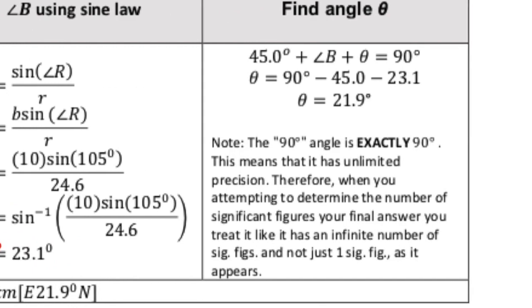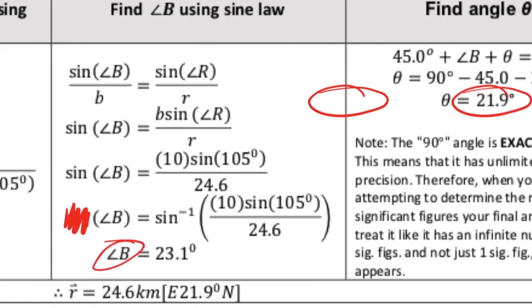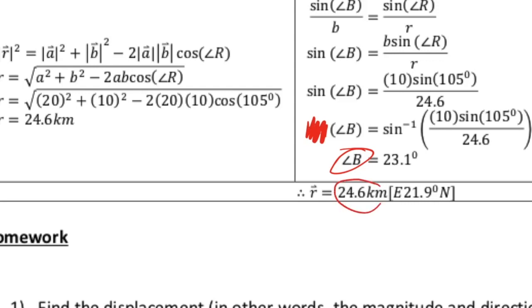And now we can find our theta. So 45 plus angle B plus theta is equal to 90 degrees. Our theta is 21.9 degrees. So therefore, our resultant is 24.6 kilometers east, 21.9 degrees north.